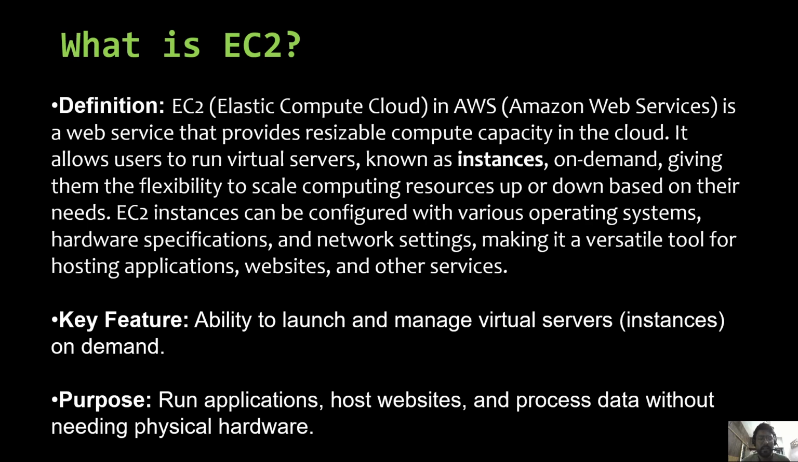So EC2 is Elastic Compute Cloud in AWS. It is a web service that provides resizable compute capacity in the cloud. It allows users to run virtual servers known as instances on demand, giving them the flexibility to scale the computing resources up or down based on their needs. EC2 instances can be configured with various operating systems, hardware specifications, and network settings, making it a versatile tool for hosting applications, websites, and other services.